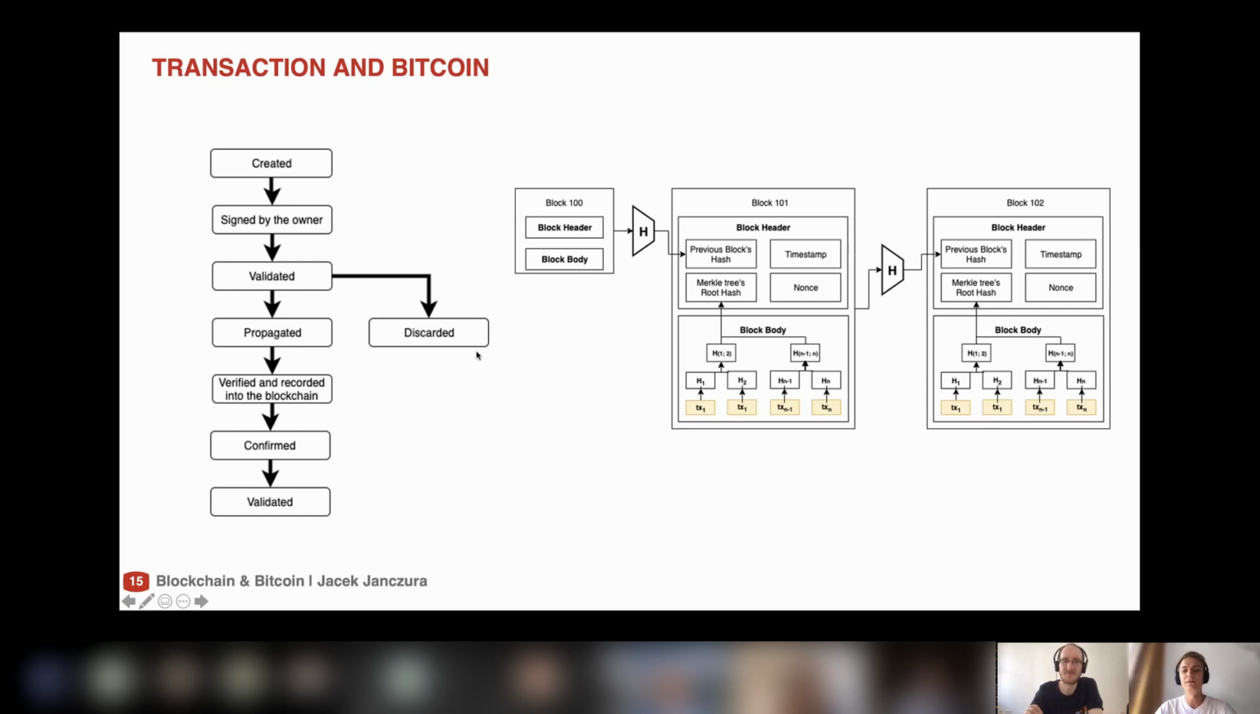If your transaction is correct, which means you had those Bitcoins on your account and you have enough Bitcoins to send to the network, your transaction will be further propagated. Then it will be verified and recorded into the blockchain. Of course, if you paid enough fee, it is confirmed and validated again.